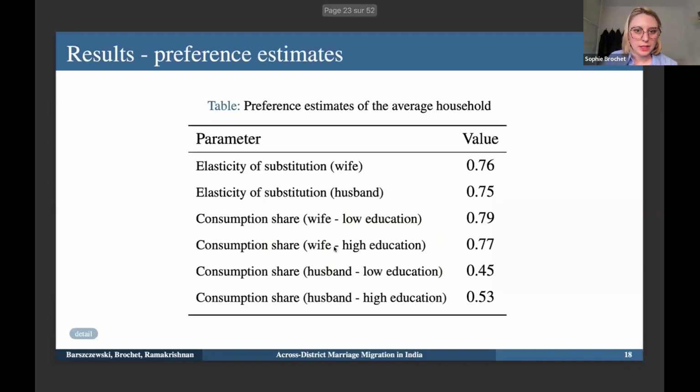Now, in terms of parameter estimates, for the preference parameters, here we have the elasticity of substitution of the wife and of the husband. And these numbers mean that consumption and leisure are complements, which we think makes sense. Then we have the consumption share of the wife, which is the alpha we had earlier in the model. And this can change by education level. So for women with low or high education level, we estimated in the end that these were quite close. Whereas for men, we find that men with higher education tend to give more weight to consumption.